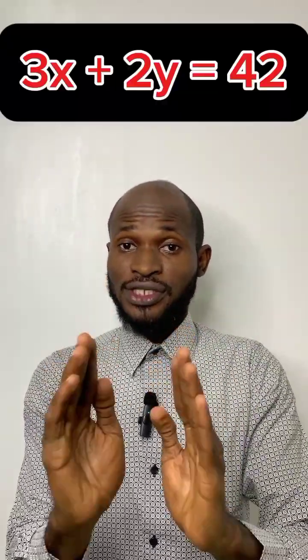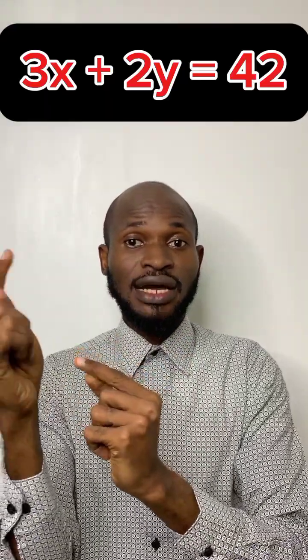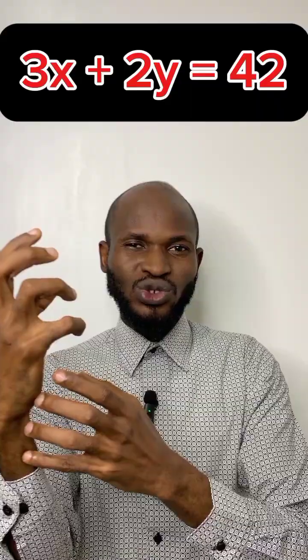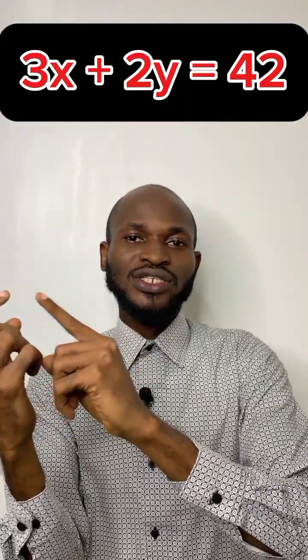So we have our 3x plus 2y is equal to 42. Now, to take 2y, the first thing, don't rush with the 3x, because it's x that we want to make the subject of the formula, right? So let's concentrate on 2y. Let's take 2y to the other side of the equation.